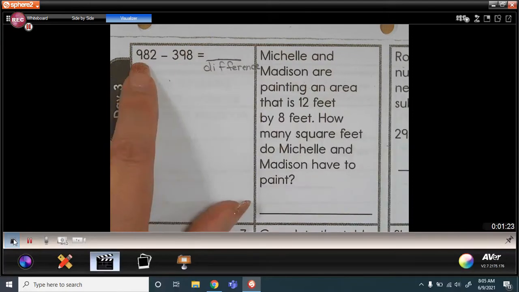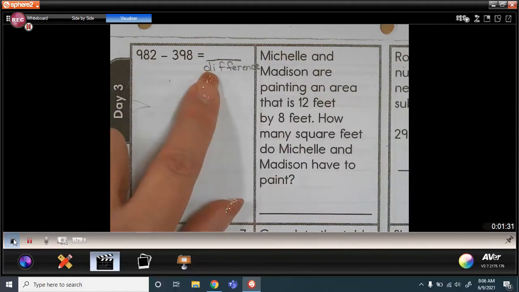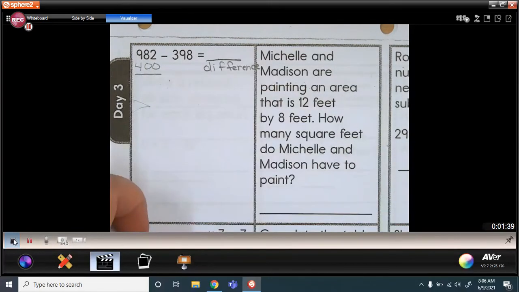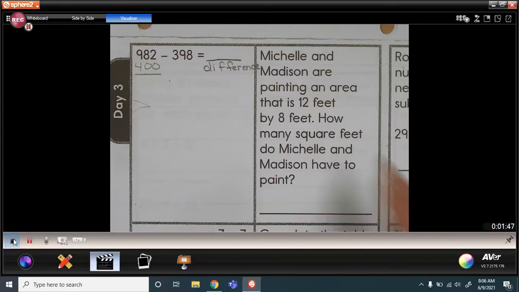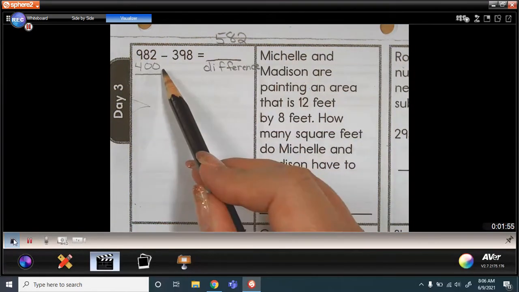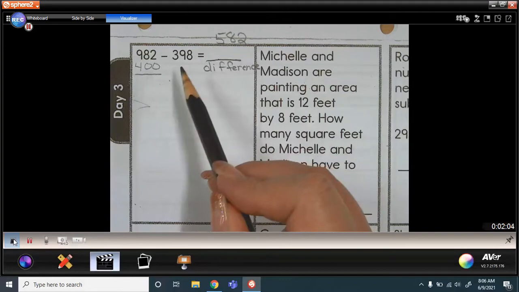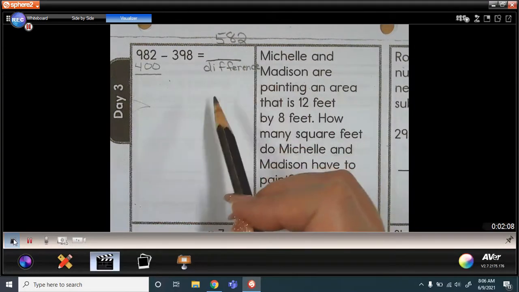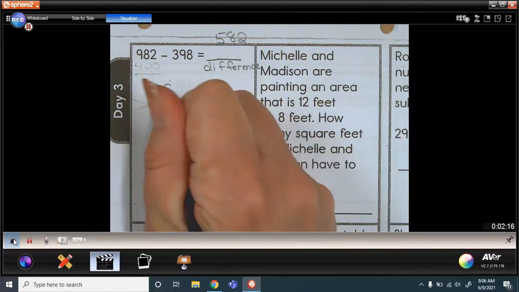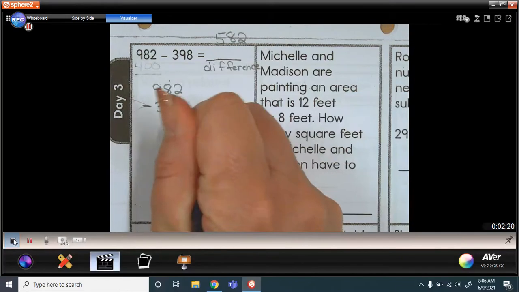Now, if I subtract 400 from 982, that's going to give me a close estimate of what my answer should be. Think about what you would get when you subtract. Well, if you said 582, you'd be correct. So this is going to be very close to 582. Now, what you could also think about is if you subtract 400, you're over subtracting by 2 more. So you could add 2 more to 582, and that would be 584. So let's see if that's what we come up with when we subtract 982 and 398 from each other.